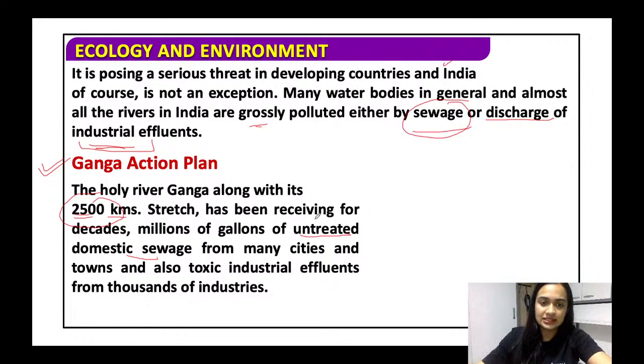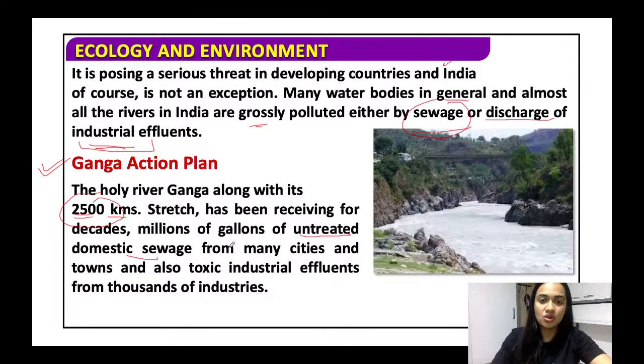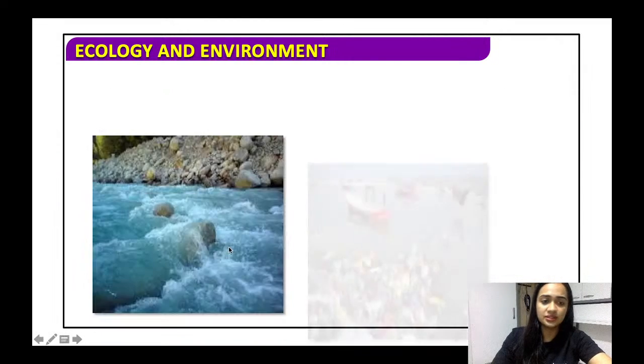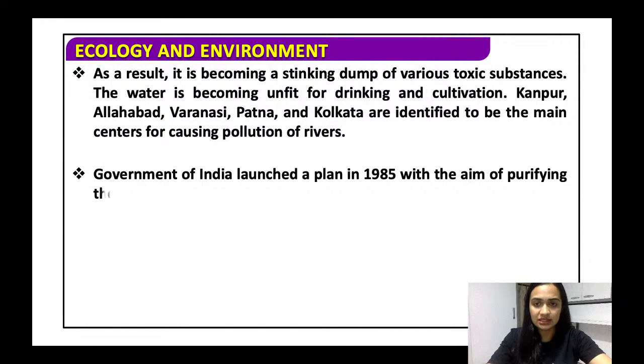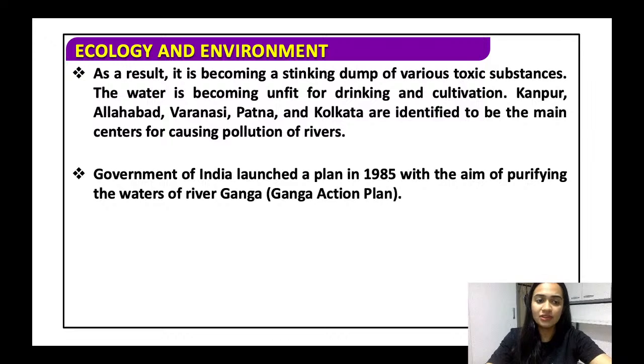So the sewage waste of many cities kept being dumped. So the toxicity of the Ganga highly increased. All right. And there was also dumping of industrial waste and its effluents. So as a result, it started stinking and the water became very toxic. So the water is becoming unfit for drinking and cultivation. Kanpur, Allahabad, Varanasi, Patna, and Kolkata are identified to be the main centers causing pollution of the rivers.